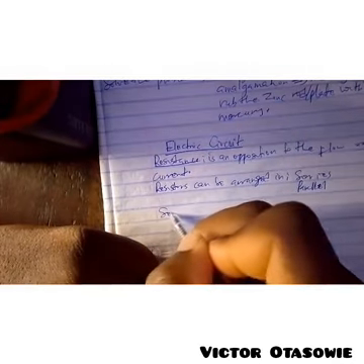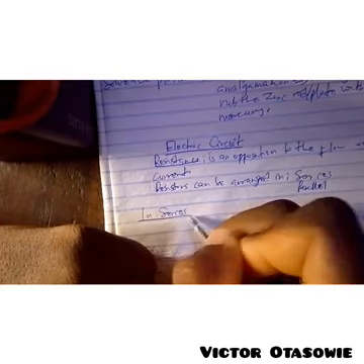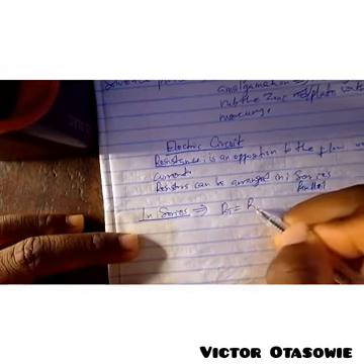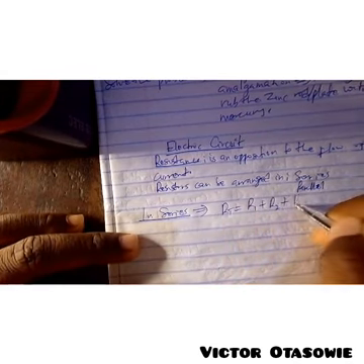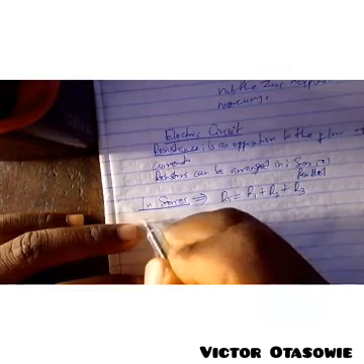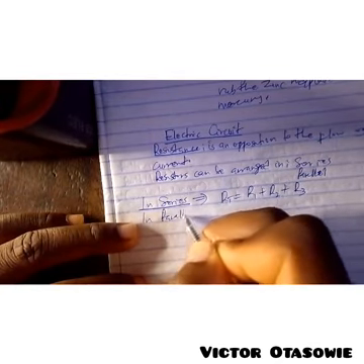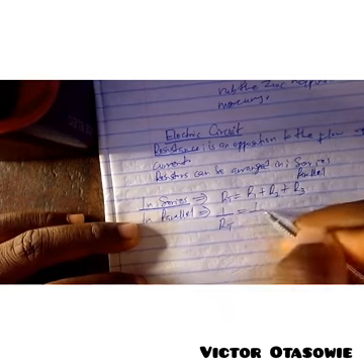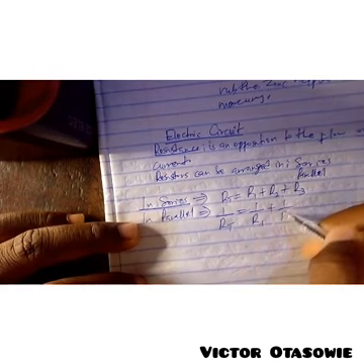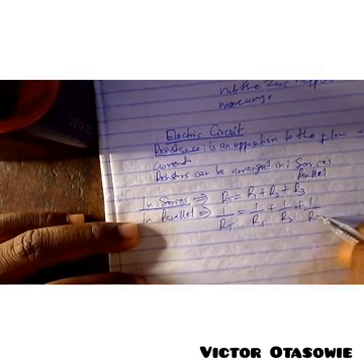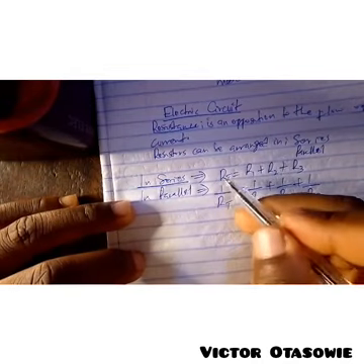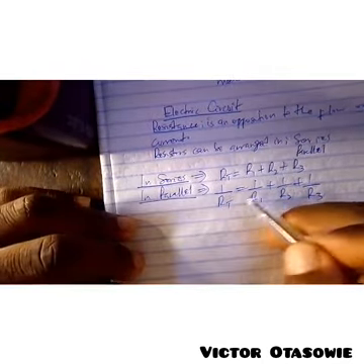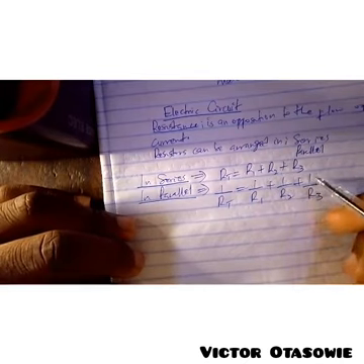So in series, when we talk about in series, we say that R_T is equal to R_1 plus R_2 plus R_3. Then for parallel, we have 1 over R_T equal to 1 over R_1 plus 1 over R_2 plus 1 over R_3. Then in parallel we have that 1 over R_T equals 1 over R_1 plus 1 over R_2 plus 1 over R_3.